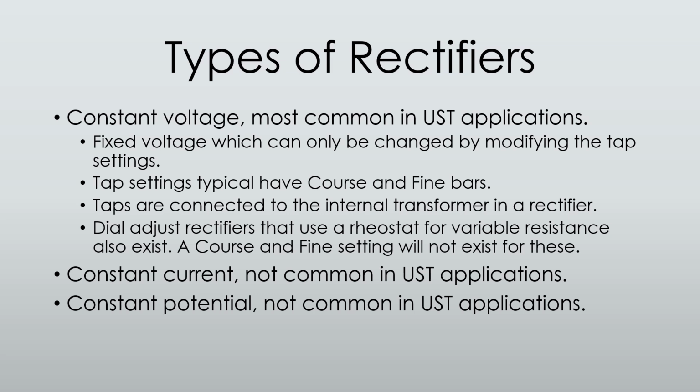There is constant current, which has a constant current output. It's not common for USTs. And constant potential: you bury a reference cell next to a pipe, and that rectifier will adjust based on what potential reading it has off of a permanent reference cell. But again, these last two are not common for the UST industry.